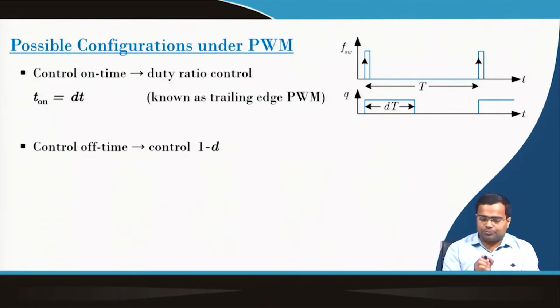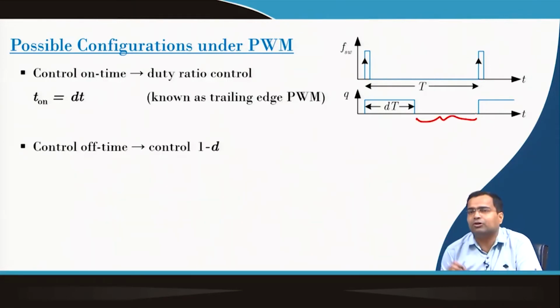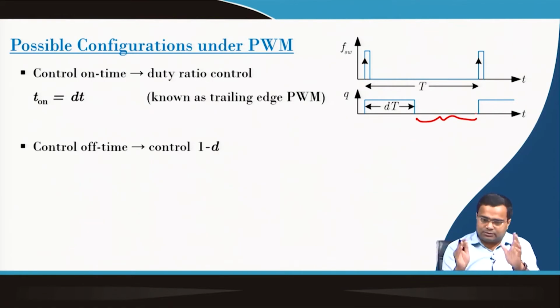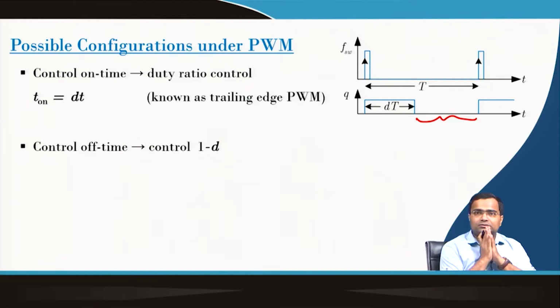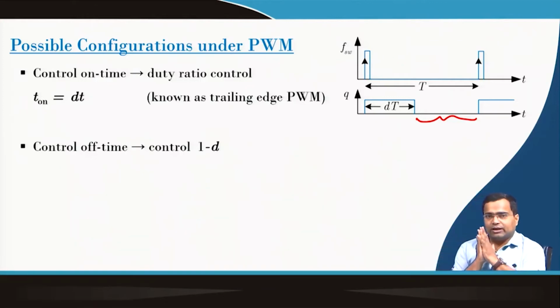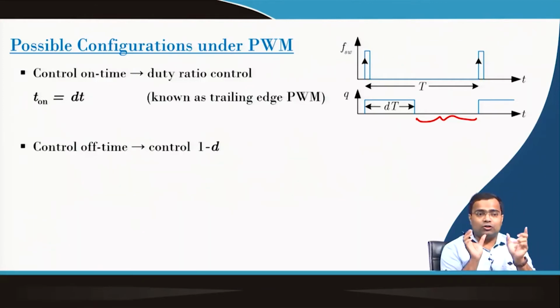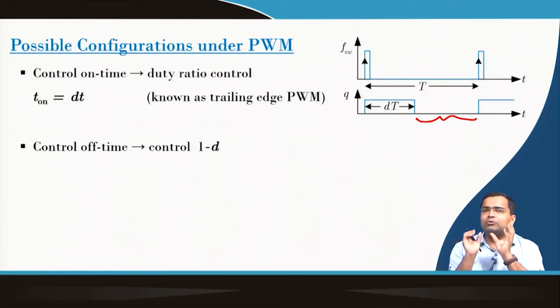It is also possible that we can directly control the off time, but the total time period is constant. In this case it is called leading edge modulation, where we want to control the off time directly, and the on time will be the remaining duration, T minus the off time.